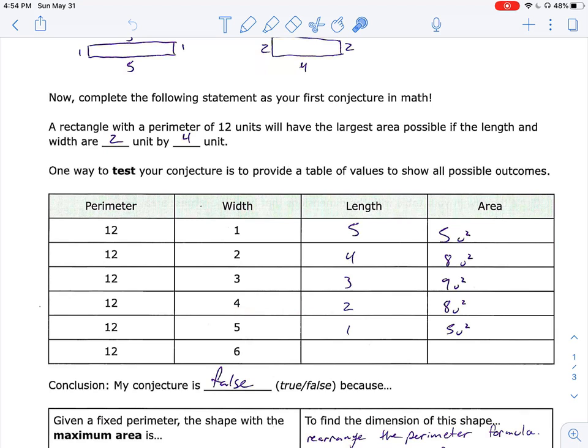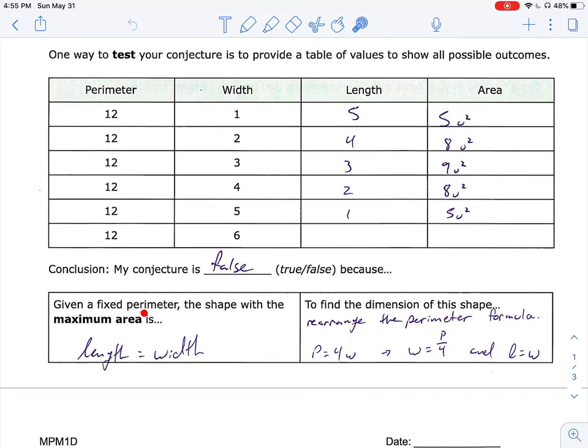4 by 2 again, 8, and then 5 by 1, and then we can't have anything with 6 in terms of a width, because that would be larger than the perimeter. So conclusion, my conjecture is false. My conjecture was it would be a 2 by 4, and I know that that is not the greatest area. The greatest area was actually 9 units squared.